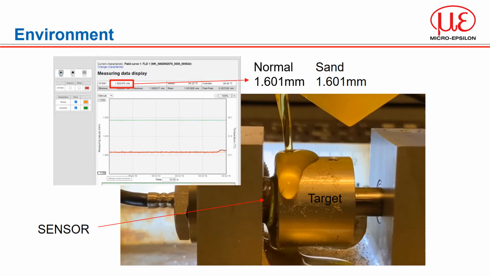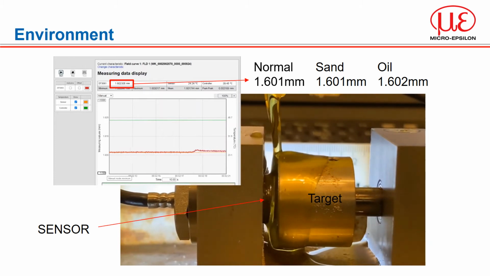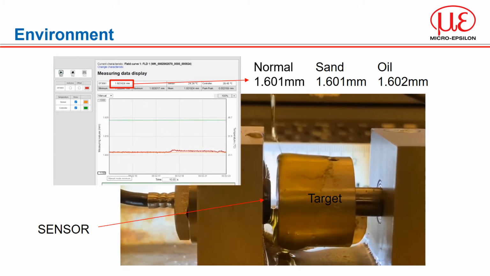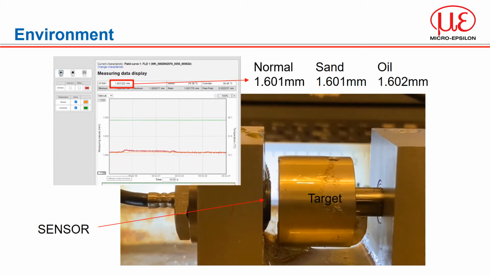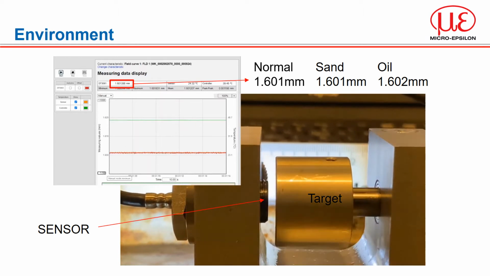Even oil has no discernible effect. The 1 micron change seen in the reading when the sensor is fully submerged is due to the fact that the capacitance of the magnetic field is changed slightly and gives the smallest of offsets. If the sensor is not fully immersed, then oil on the target surface is not seen and the reading is exactly the same as before.